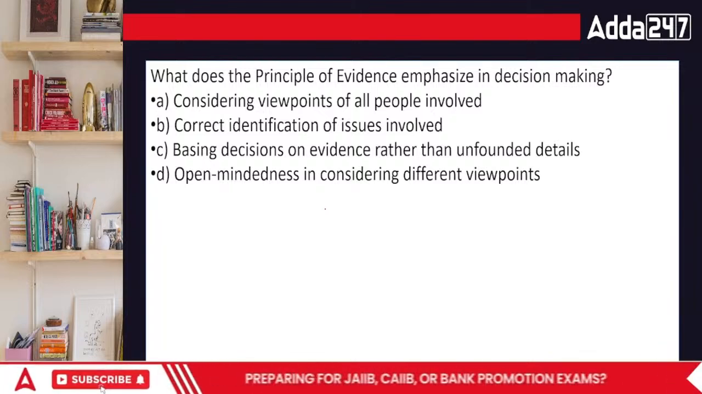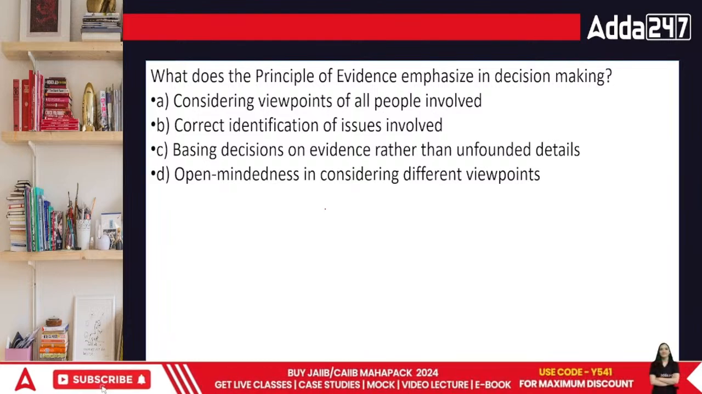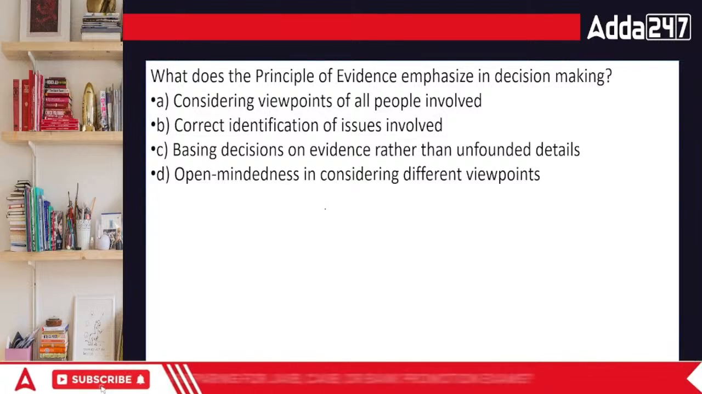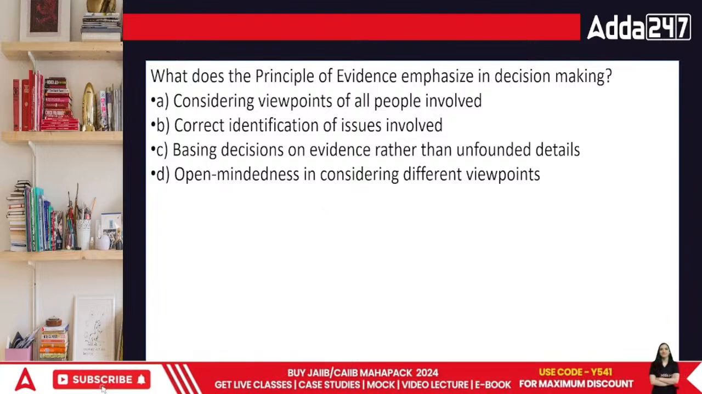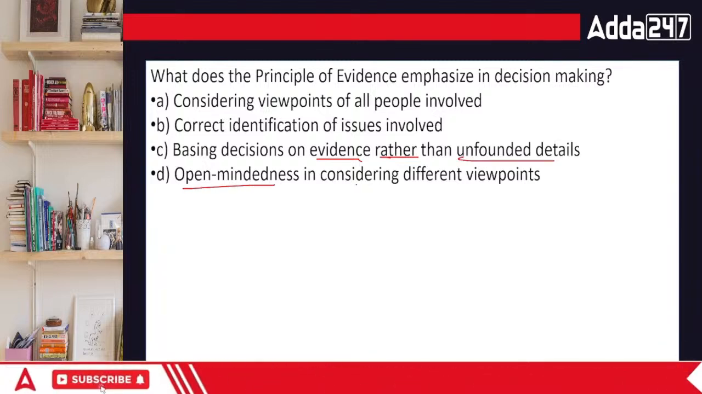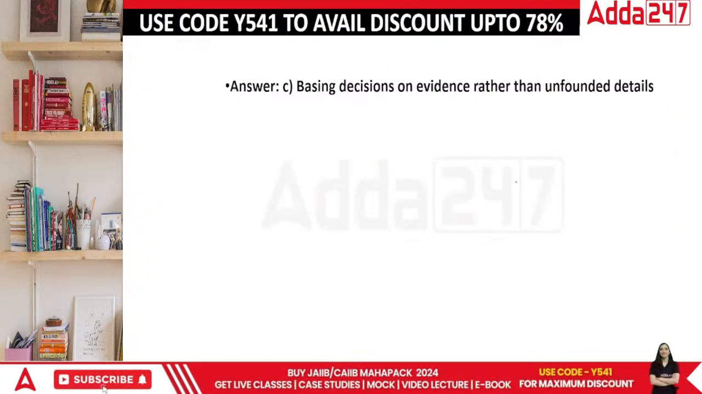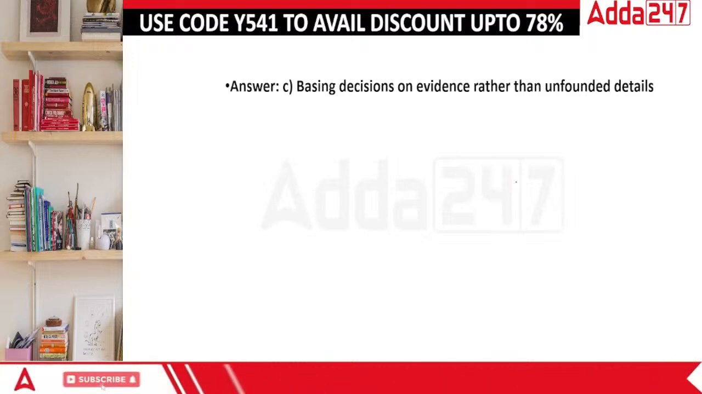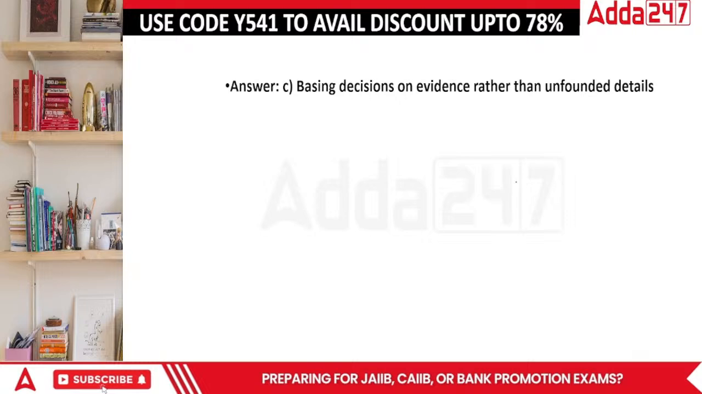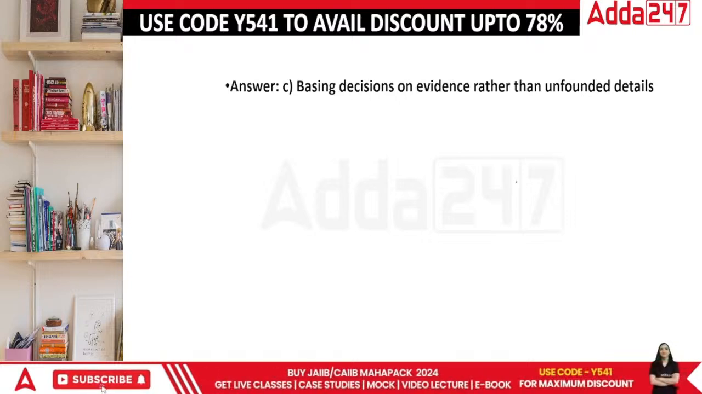What is the principle of evidence emphasized in decision making? Evidence basically gives you a backup, this is the happening and not happening of the event. Considering the viewpoints of all the people, correct identification of the issues involved, basing the decisions on evidence rather than the unfounded details, or open-mindedness in considering different viewpoints. The correct answer is basing decisions on evidence. Evidence is clearly saying that you should have a backup evidence which shows what is exactly happening in the business and what is not happening.